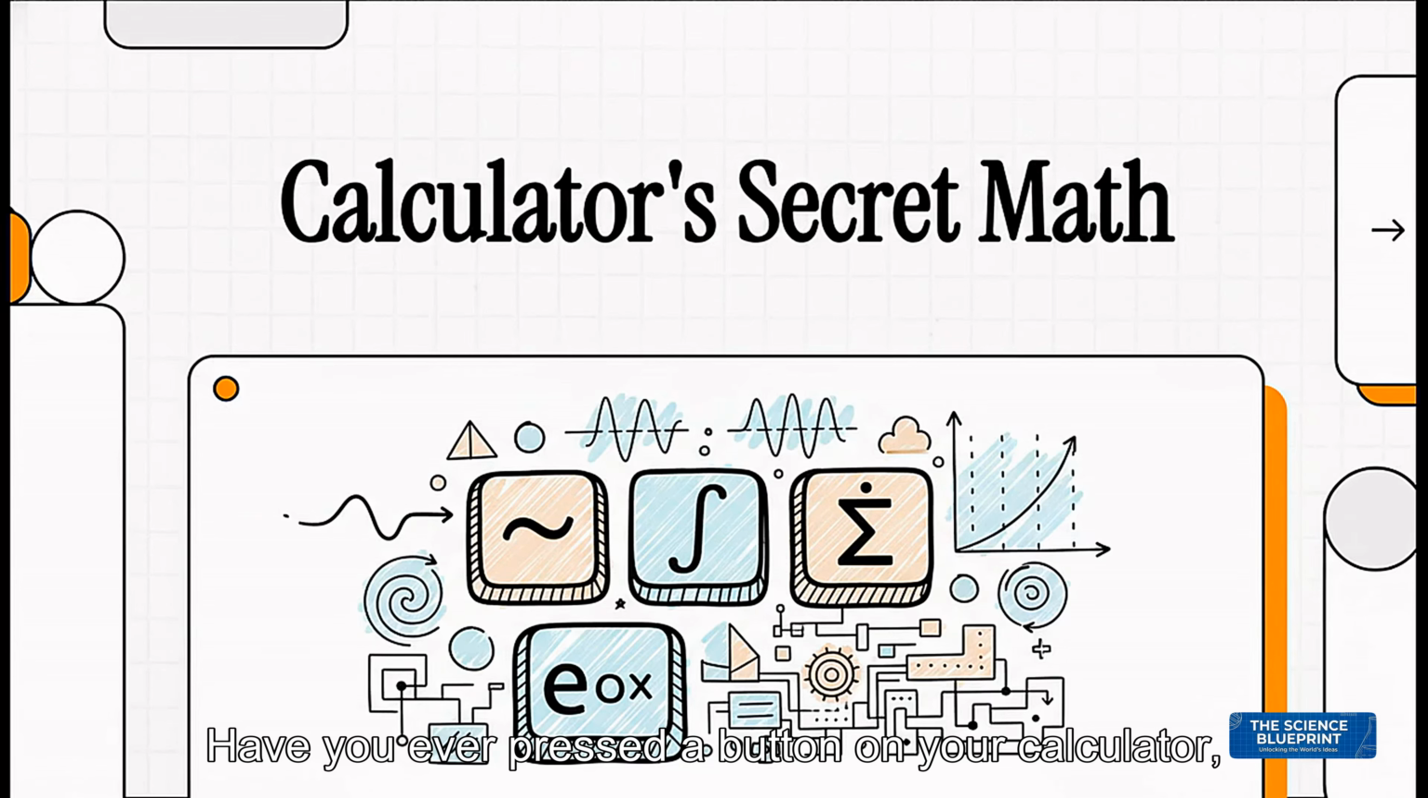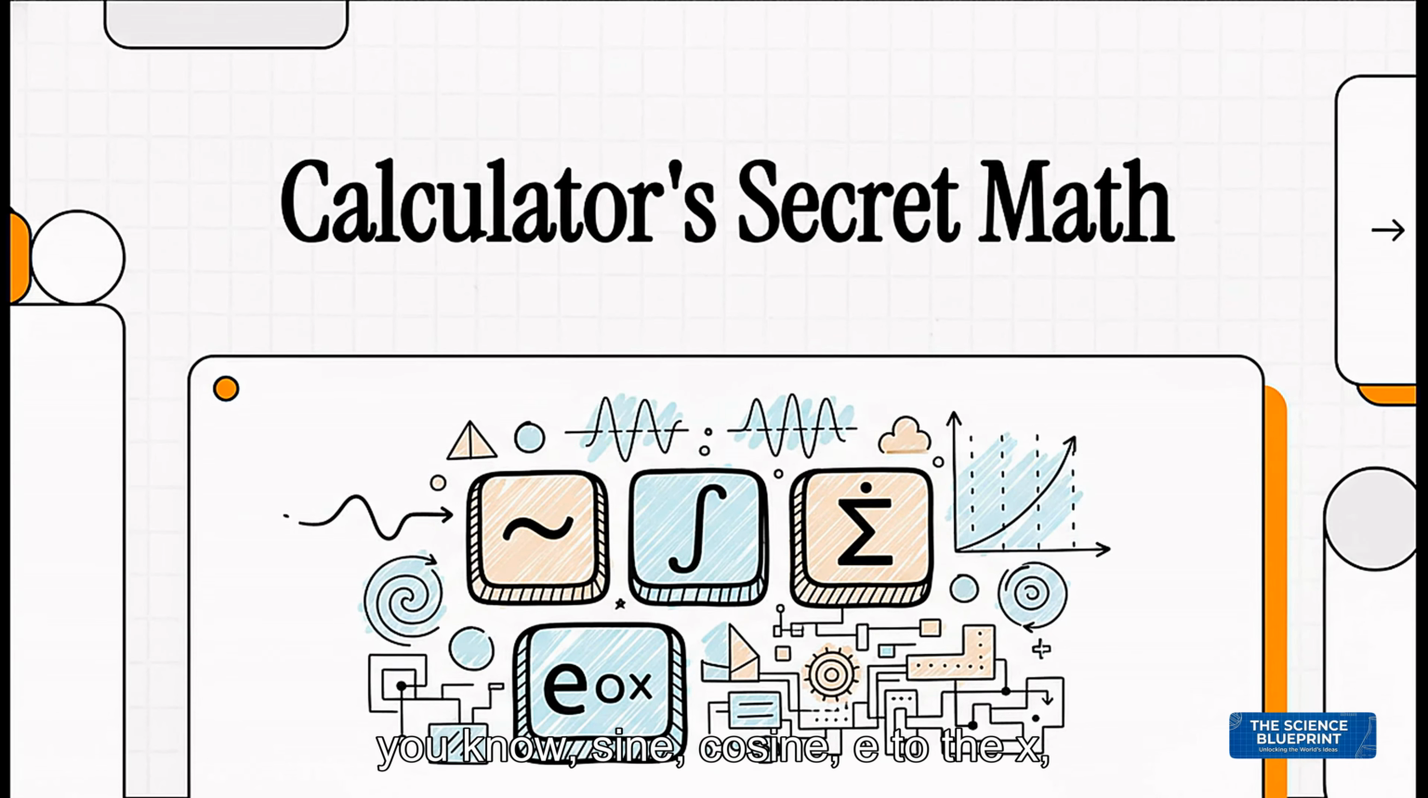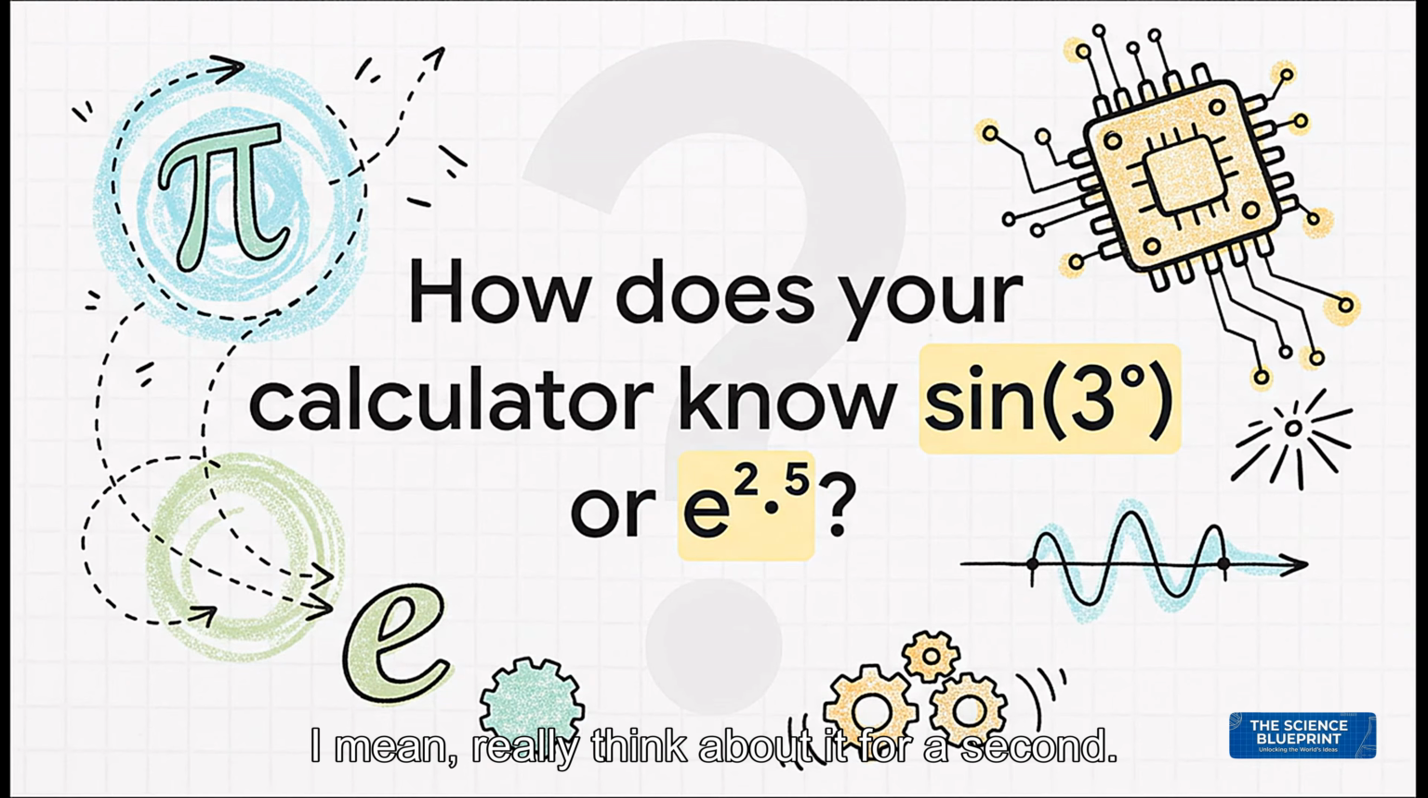Have you ever pressed a button on your calculator, sine, cosine, e to the x, and just trusted the answer that pops up? Well, today, we're going to pull back the curtain on the incredible mathematical machinery that's working behind that tiny screen. I mean, really think about it for a second. These aren't simple numbers. They have infinite non-repeating decimals. So how does a tiny little electronic chip figure out these incredibly complex values in a fraction of a second?